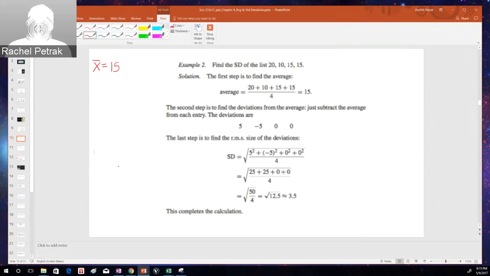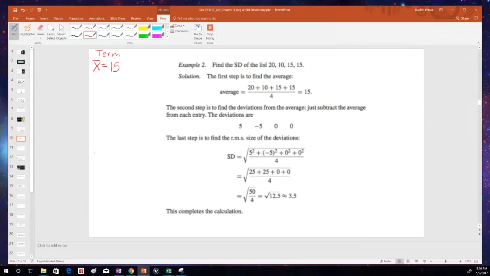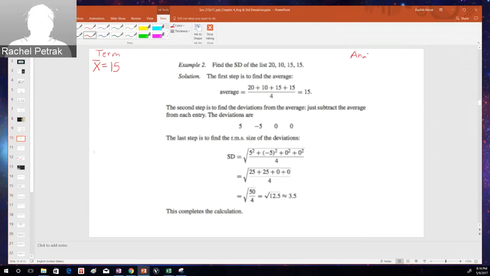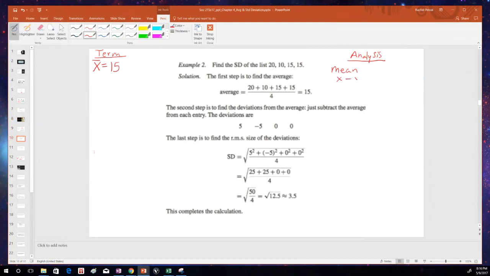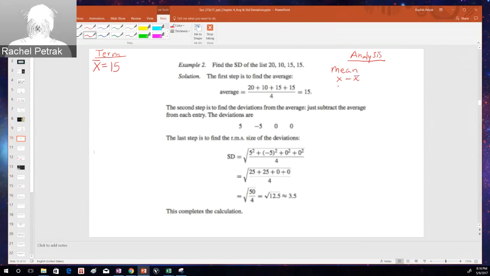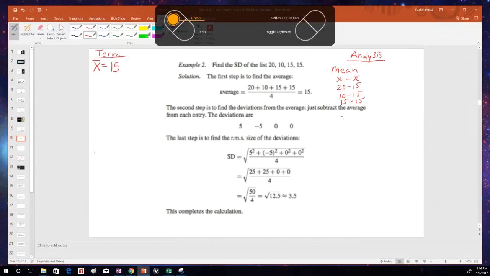So our next step is to get the deviations from the average, just like we specified before. I put my terms over here, and we'll put our analysis over here. Don't be scared by the word analysis. That's just our calculations, but this is statistics, so we're going to call it our analysis. First, we're going to get the mean deviation. To do that, we take each score minus the mean. We only have these 4 scores, so we have 20 minus 15, 10 minus 15, 15 minus 15, and 15 minus 15 again.